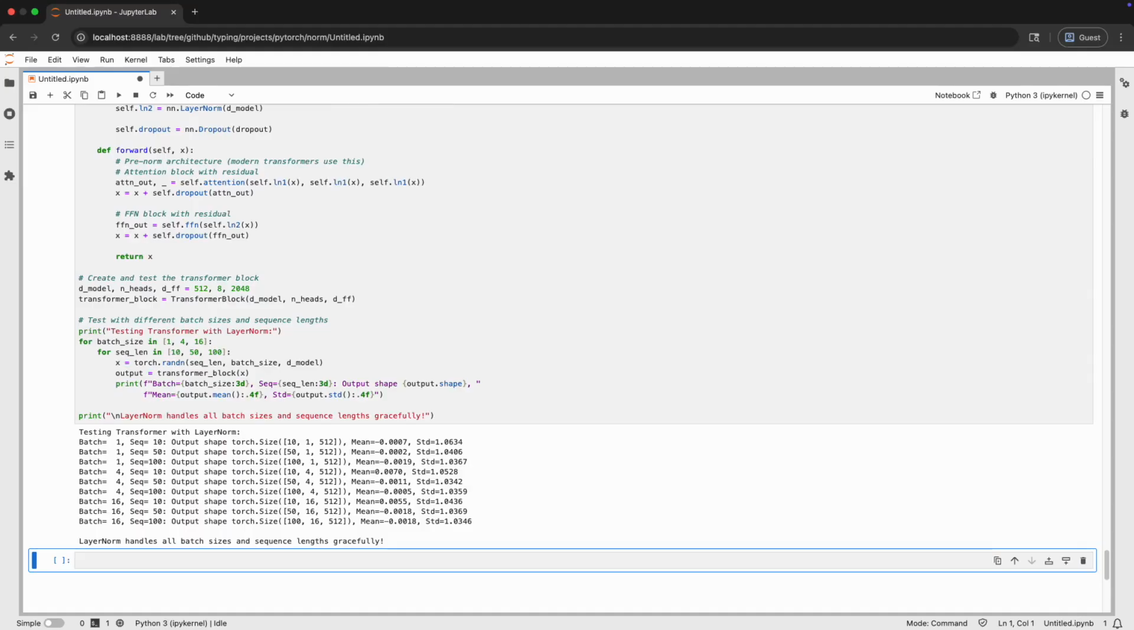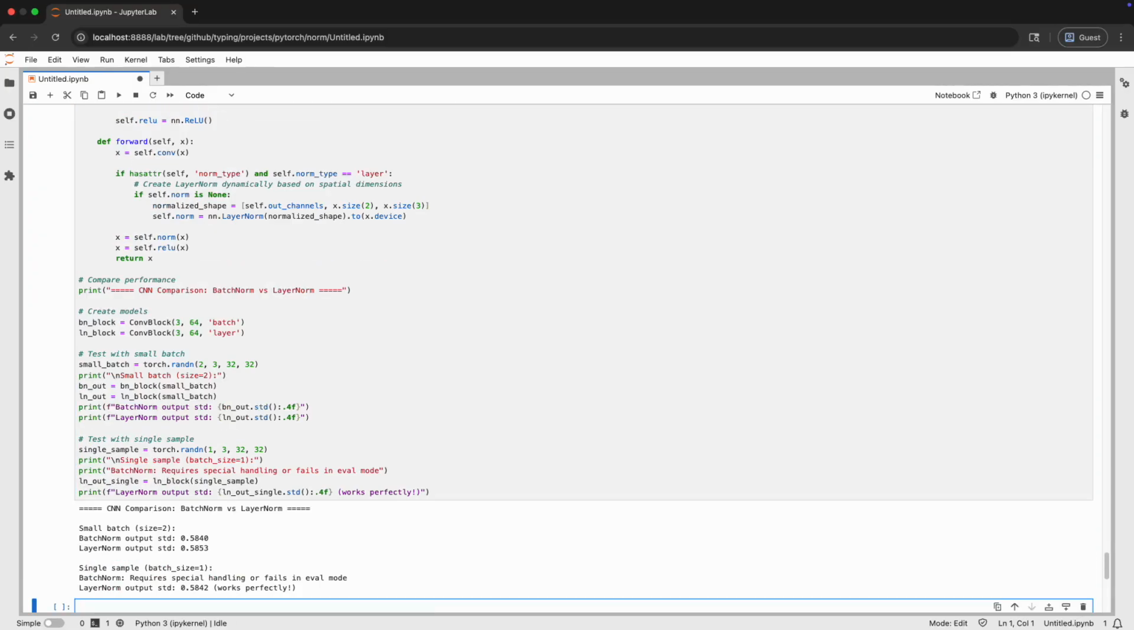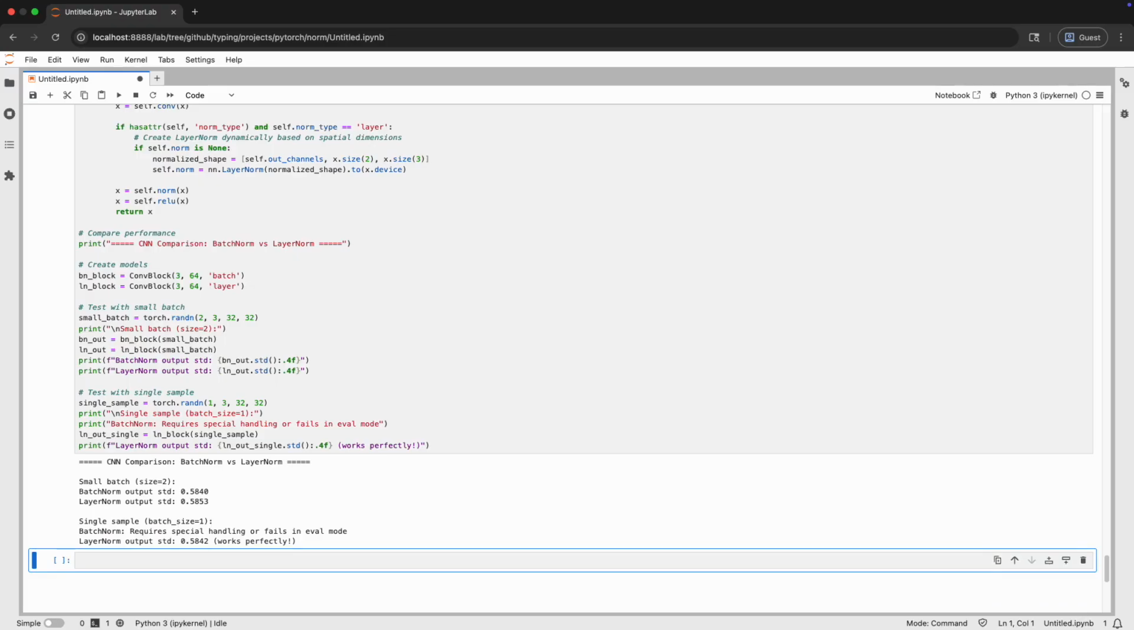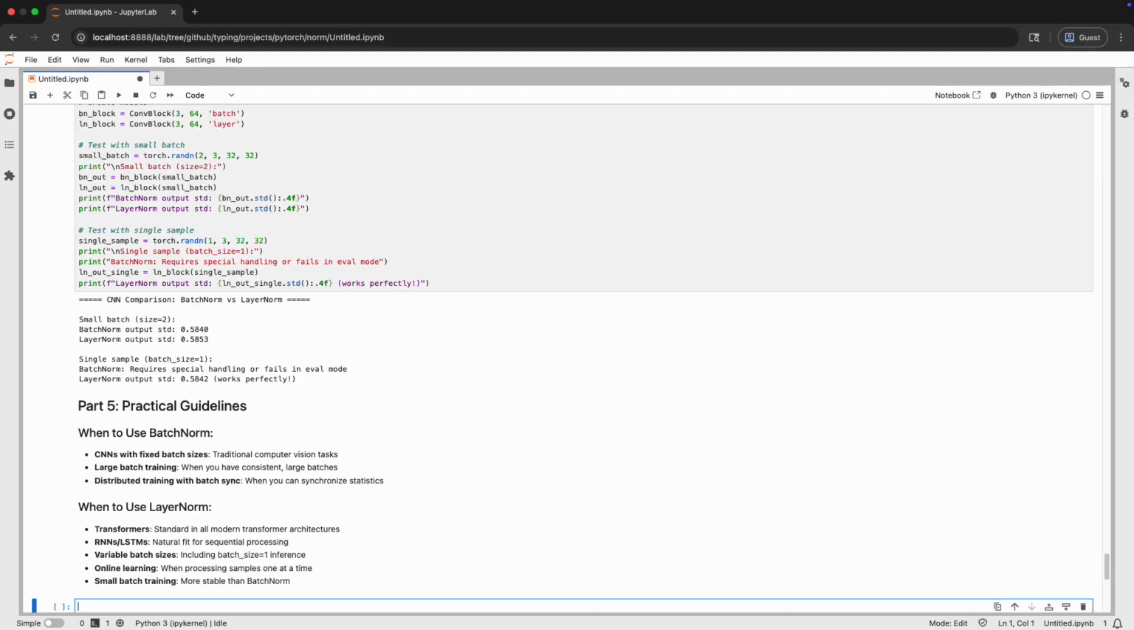Let's also compare how CNNs work with BatchNorm versus LayerNorm. I'll create convolutional blocks using both normalization techniques to show their differences. This comparison reveals an important limitation of BatchNorm. With a small batch of size 2, both methods work, though BatchNorm's output standard deviation is slightly less stable. But with a single sample, BatchNorm requires special handling or fails in evaluation mode, while LayerNorm works perfectly with a standard deviation of 0.5842. This is why LayerNorm is preferred for inference scenarios where you might process one image at a time.